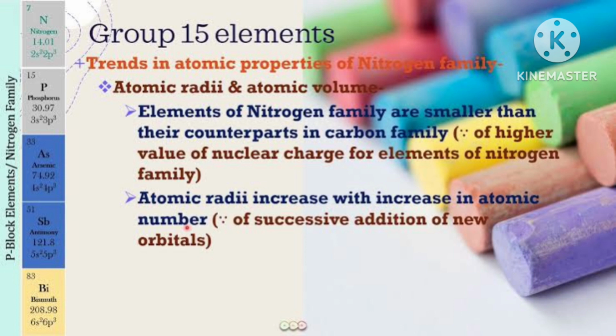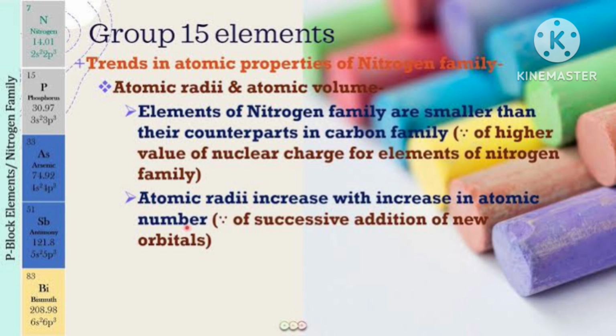The s orbital in these elements is completely filled and the p orbital is half filled, making their electronic configuration extra stable. This question is asked. Due to the half filled p orbital, it gets extra stability. Either in half filled or fully filled state, an atom gets stability.